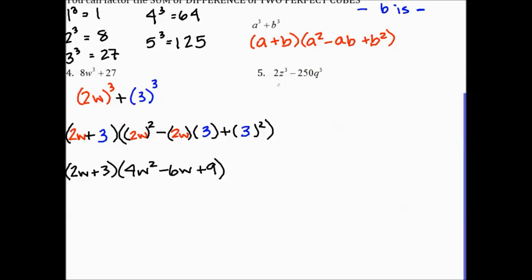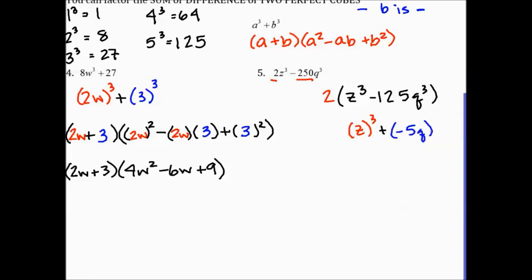For problem number 5, I need to start by factoring out a GCF, because both 2 and 250 can be divided by 2. So if I factor out a 2, I'm left with z cubed minus 125 q cubed. So in this situation, z cubed is the same as z cubed. And negative 125 q cubed is the same as negative 5 q to the third power. So I need to plug in z for a and negative 5 q for b.